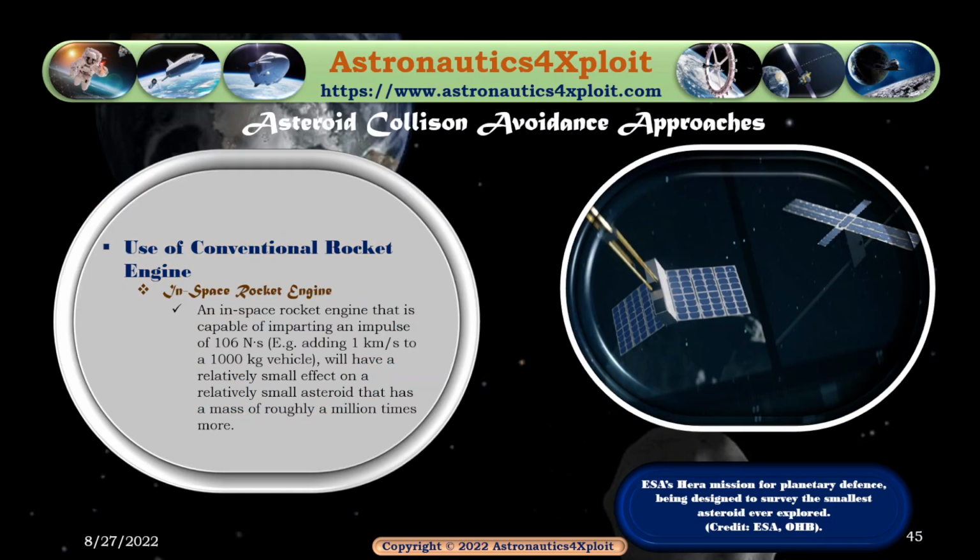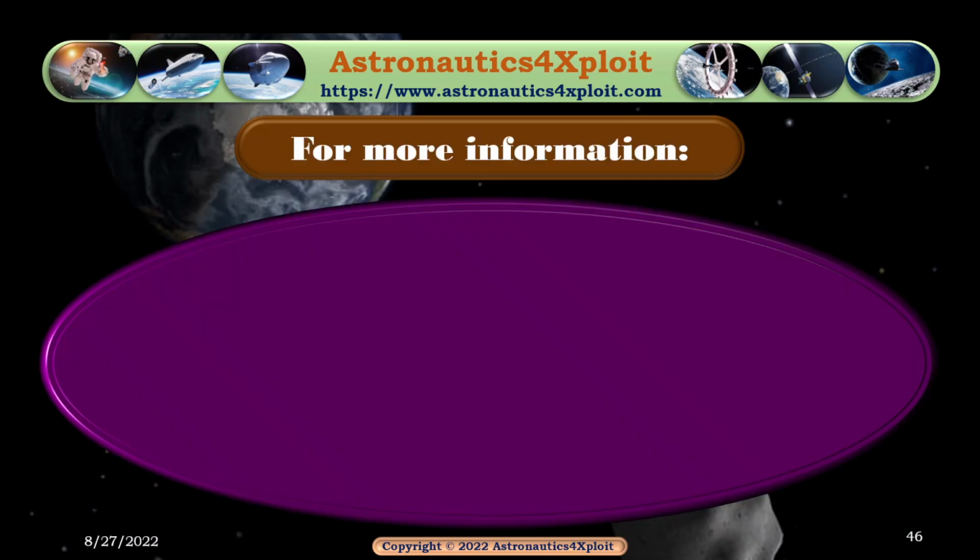An in-space rocket engine that is capable of imparting an impulse of 10^6 Newton seconds will have a relatively small effect on an asteroid that has a mass of roughly a million times more. This picture shows a SpaceX-era mission for planetary defense.